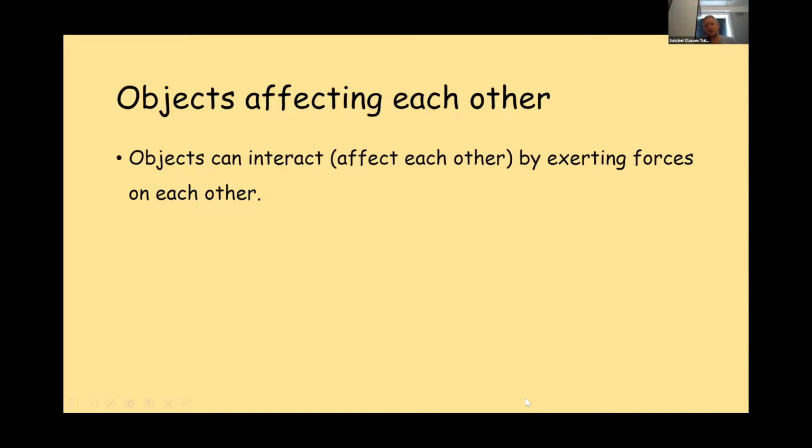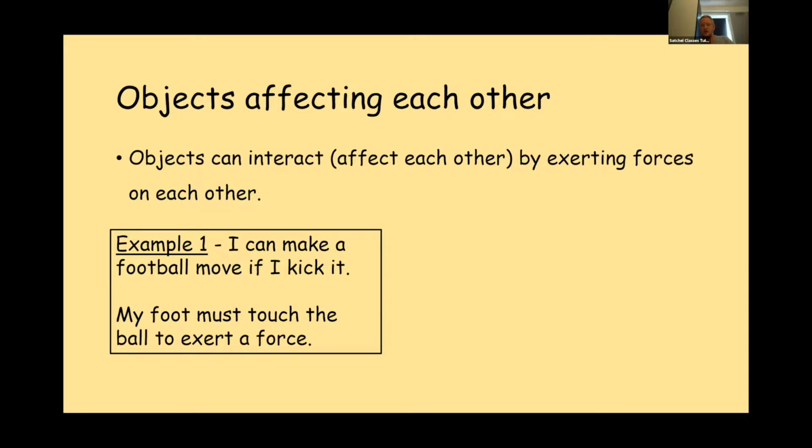So, objects can interact or affect each other by exerting forces on each other. For example, if you push down on the table, the table pushes back on you. Another example, I want to make a football move, I kick it. But to kick it, my foot has to touch the ball to push the ball. I can't make a ball move without touching it.